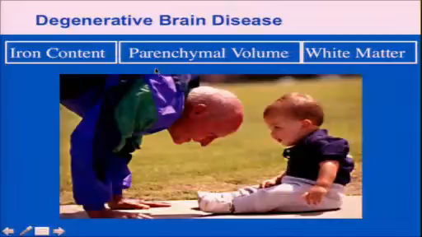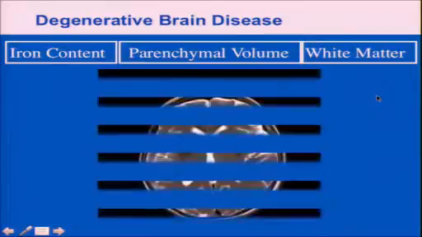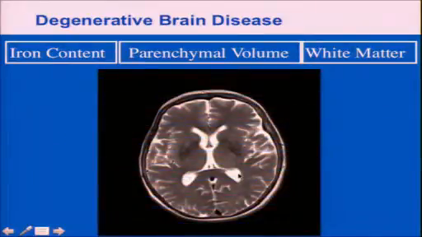So iron content, parenchymal volume, and white matter, those are the three that change the most over age in the brain. And so if we do an imaging study, we look at the parenchymal volume. So we grade and in some cases also quantify the amount of volume loss, atrophy. Then we look at white matter changes, which are most sensitive seen on T2 or FLAIR-weighted images, so-called T2 hyperintensities. And then we look at the iron content.